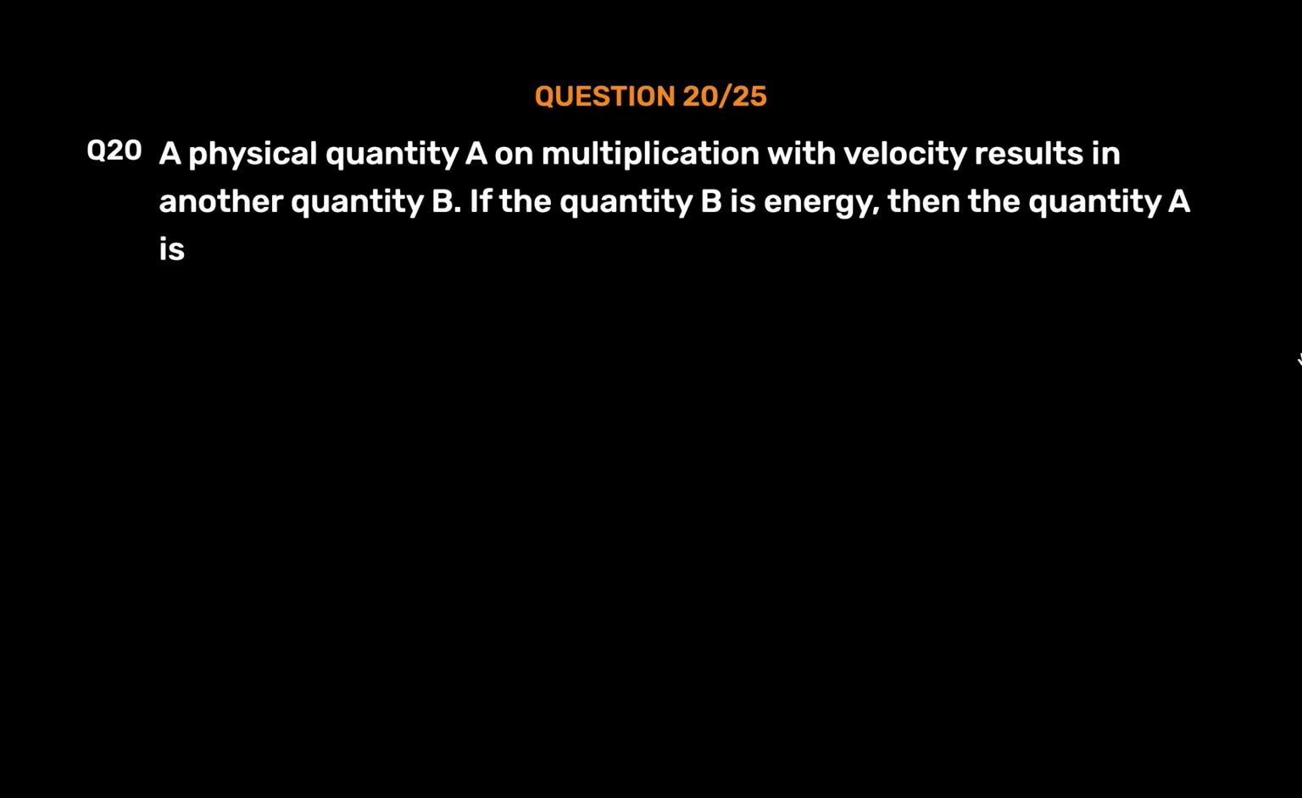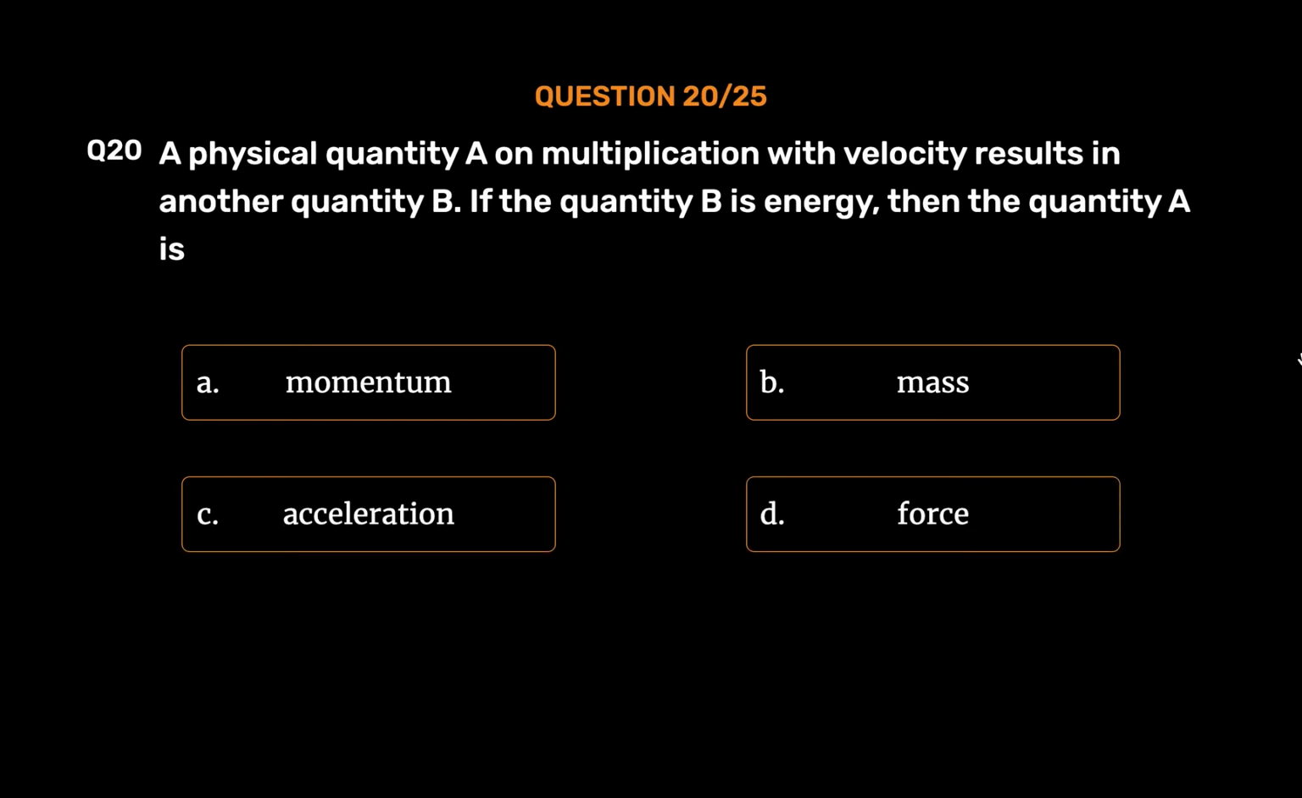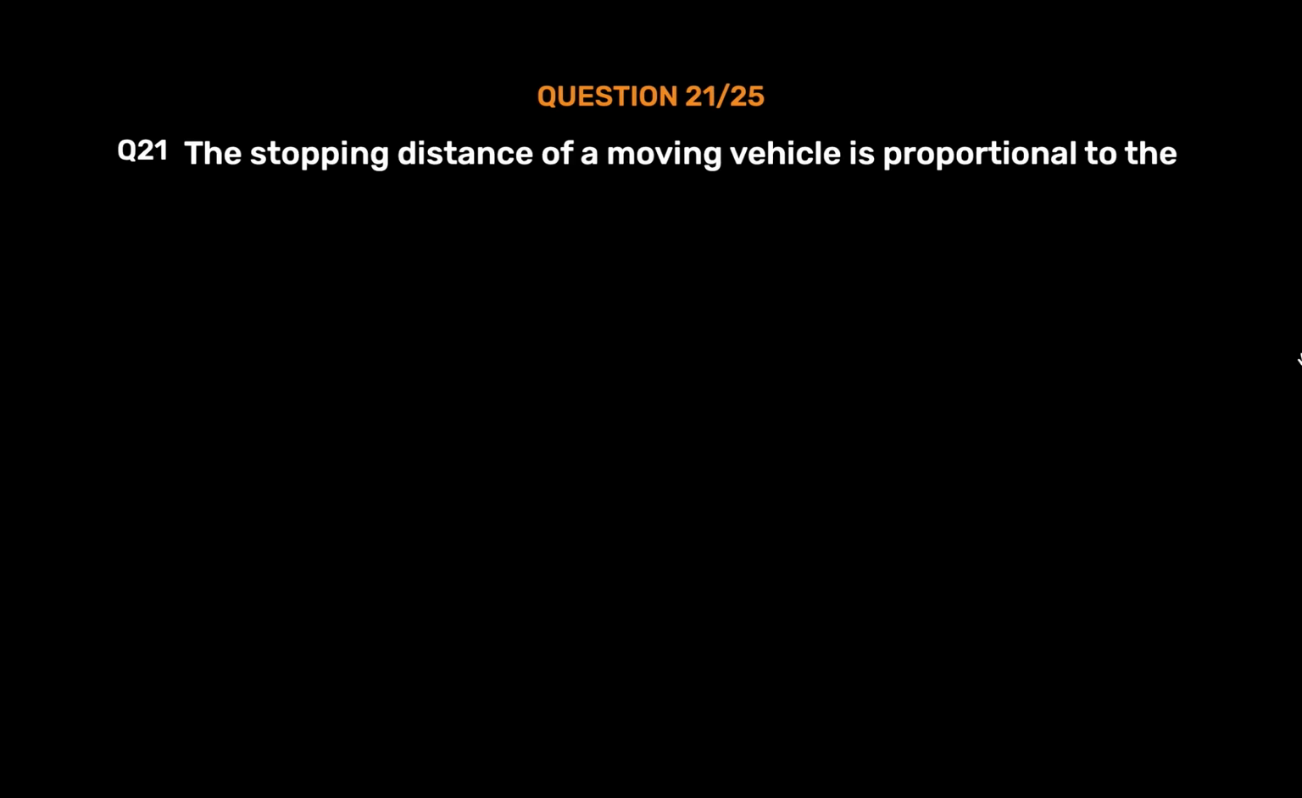If the quantity B is energy, then the quantity A is option A. Momentum. Option B. Mass. Option C. Acceleration. Option D. Force. The correct answer is option A. Momentum. Question number 21. The stopping distance of a moving vehicle is proportional to the option A.